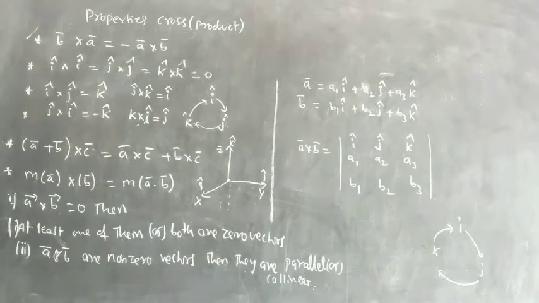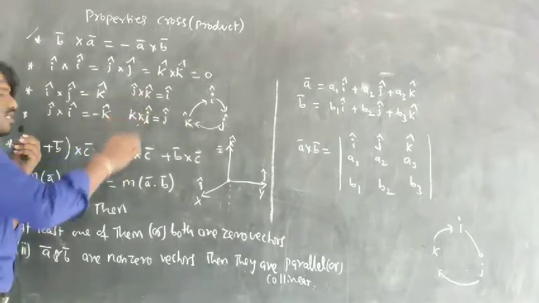So what do you understand here? I cross I, J cross J, K cross K is 0, I cross J is K, J cross K is I, J cross I is minus K. So like this it happens.